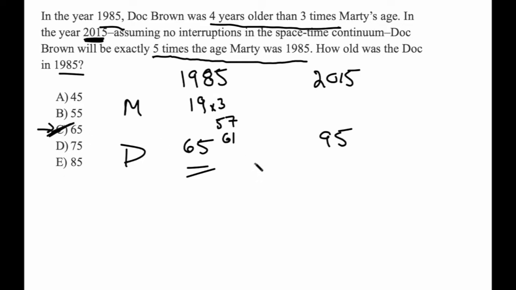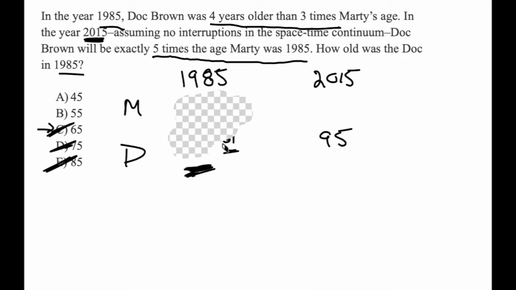You might say, well, wait, do I have to try all of them? No. Here's the thing. Doc Brown was too old here. He was 65. He was supposed to be 61. That means that the numbers we were using were too big. So we need to scale this down. So we can get rid of D and E, and we're left with only A and B. So let's just test these, and we'll be good to go.